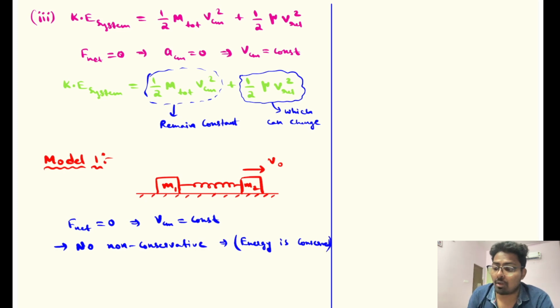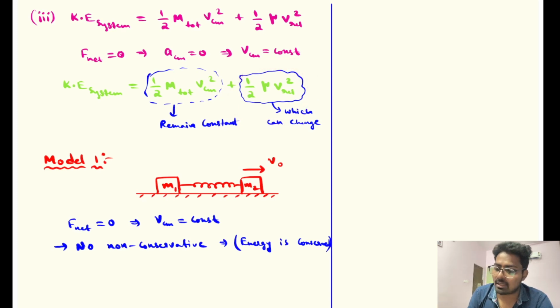When some amount of the kinetic energy of the system is lost, that energy would have been converted into what? Spring potential energy. But as I said, this is the value which can change. That means only this much value of the kinetic energy of the system can be converted into spring potential energy.